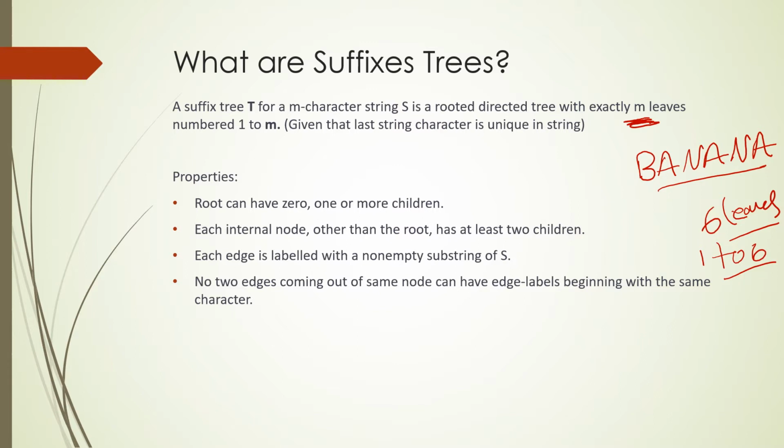So what are the properties of suffix trees? All these properties are satisfied by Ukkonen's algorithm. I'll read out the properties. The root can have 0, 1 or more children, which depends on the length of the string. Each internal node other than the root has at least 2 children.